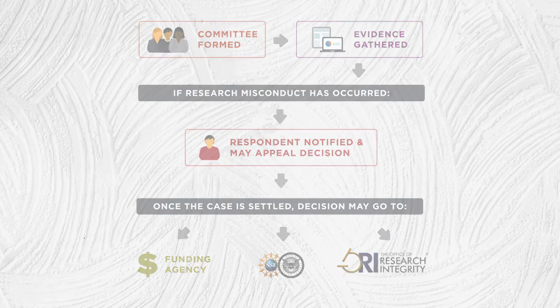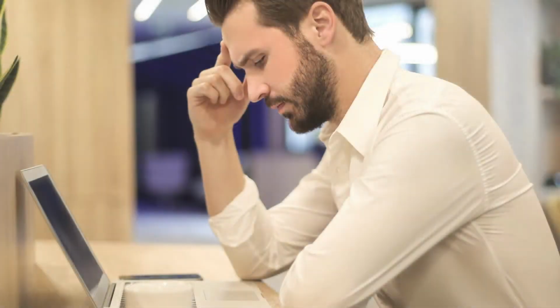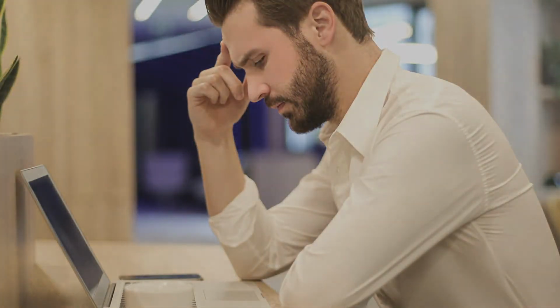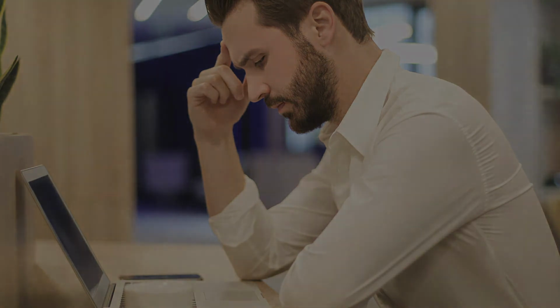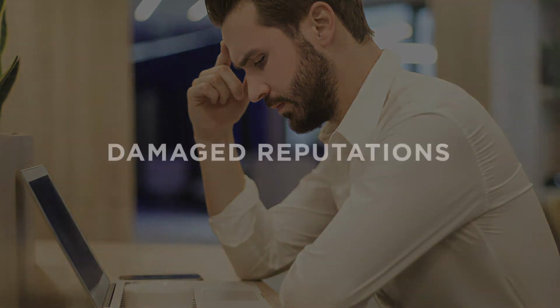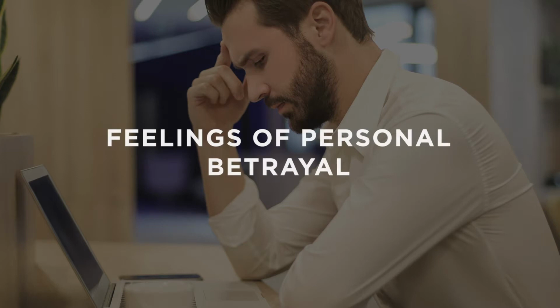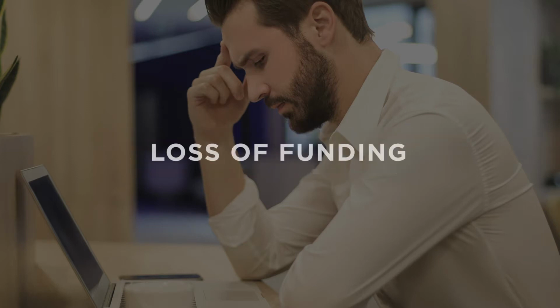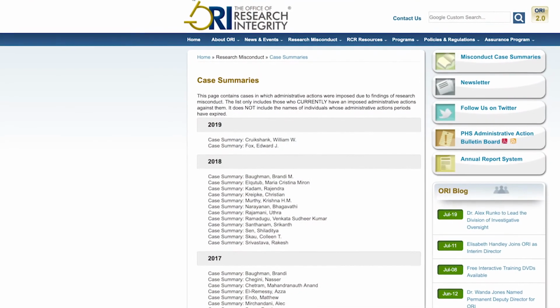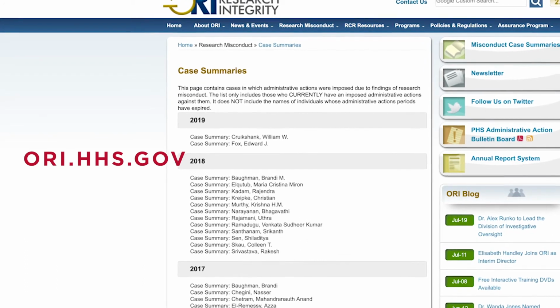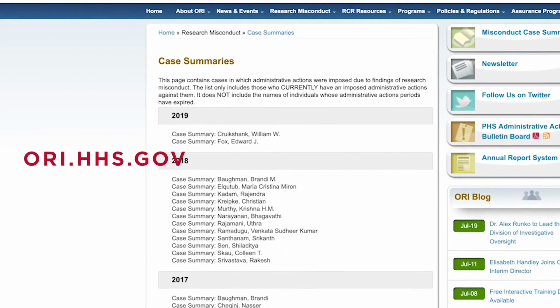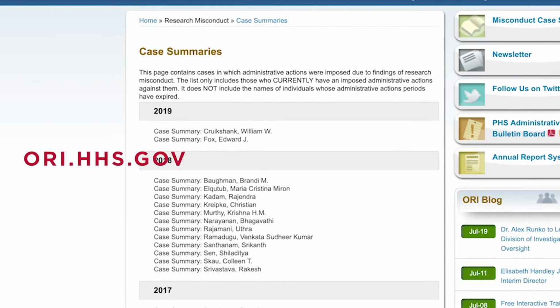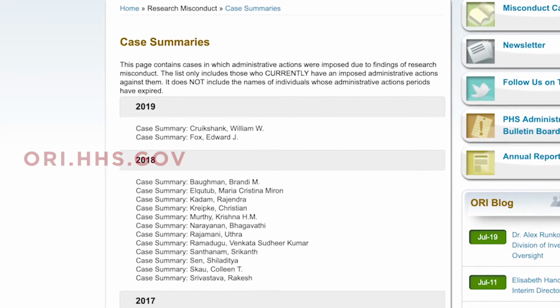But what happens to researchers found to have committed research misconduct? Consequences may include lost time, damaged reputations, feelings of personal betrayal, negative consequences for all of science, loss of funding, and loss of the ability to train graduate students. To explore real-life examples of research misconduct, including accusations, evidence, and consequences, you can visit the website for the Office of Research Integrity. We know reporting is not easy.